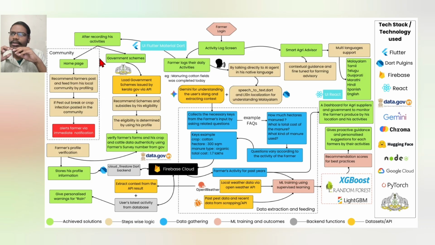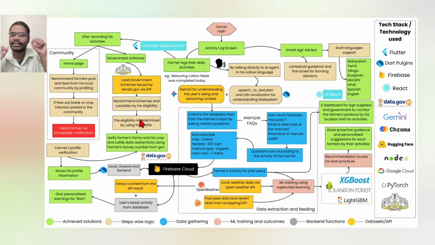Apart from profiling and communicating, there are government schemes. How do we recommend government schemes? Most farming apps out there have so many government schemes and options that the farmer doesn't know where to choose or how to choose. So we provide the government schemes to them. We load the government schemes issued by the Kerala government via API, and recommend schemes and subsidies based on the farmer's eligibility.